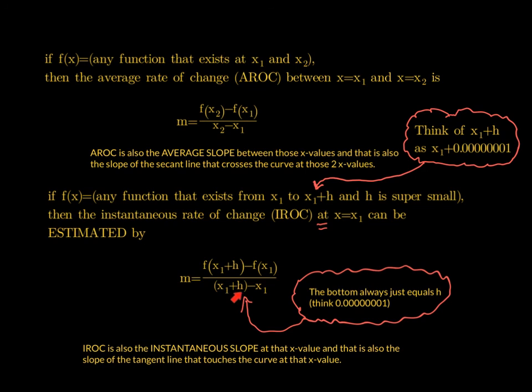And when you take the point that's a little bit to the right and you subtract x1 itself, you're always just going to be left with h, right? So it's like 5.0000001 minus 5 is just going to be 0.0000001, right? And on the top, it's the difference in the y value over that small amount of time. And this is going to be an estimate of the instantaneous rate of change. So like I said, it's not going to be exactly the instantaneous rate of change unless you happen to have a straight line in that area, which is rare. But it is a very good estimate if you get h to be as small as you possibly can.